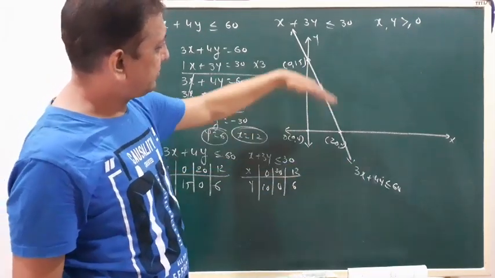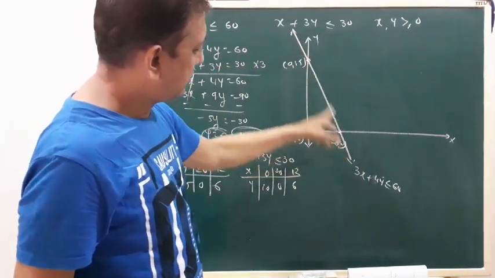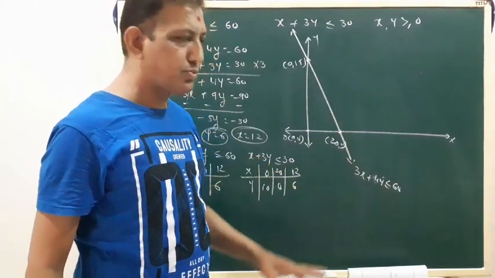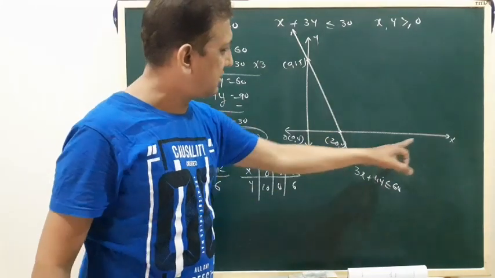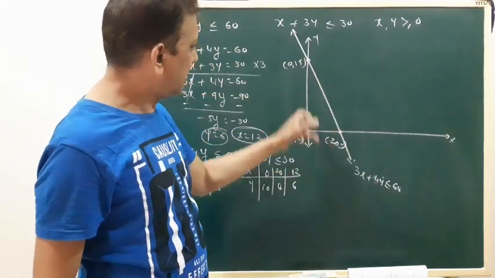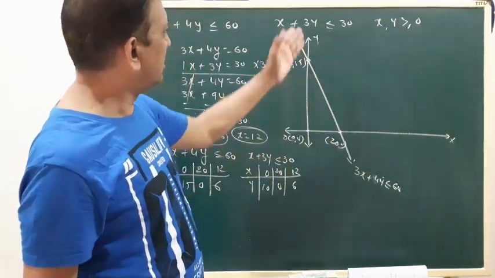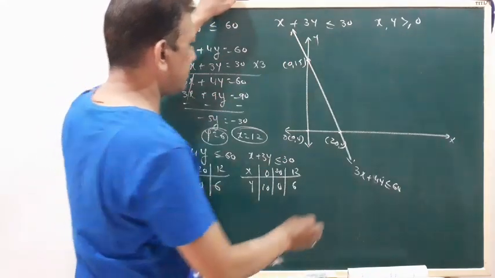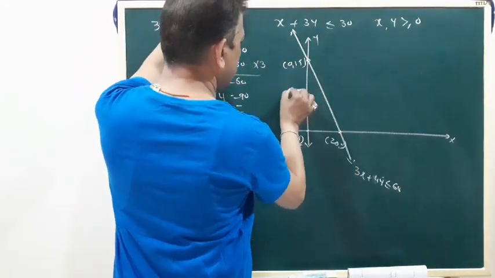(0, 0) satisfies it. So the line of the equation 3x plus 4y less than or equal to 60, with the x axis and y axis, the common portion is this right angle triangle. The right triangle is the common portion. Now the second line table: (30, 0) and (0, 10). (30, 0) we take here, (0, 10) is here.